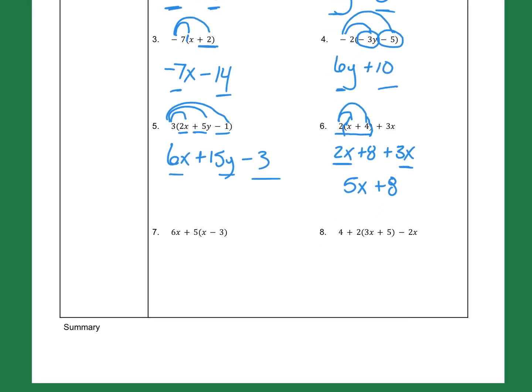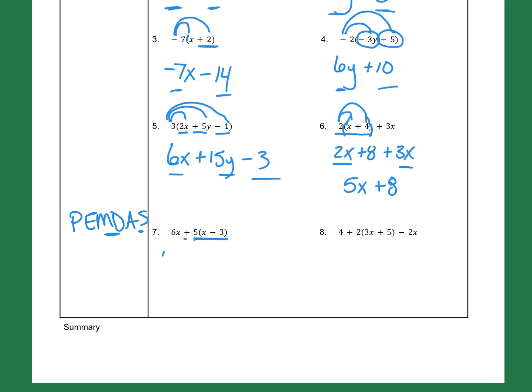On number 7, we have to be careful here. Think about order of operations. When we have order of operations, PEMDAS, we would have to do any multiplying before we do any adding or subtracting. So the 6x plus 5, we actually can't add first because this 5 is in a distributive property, and distributive property is multiplication. So this distributive property, being multiplication, has to get done before we can add. So I can't do 6x plus 5. I have to start with the distributive property.